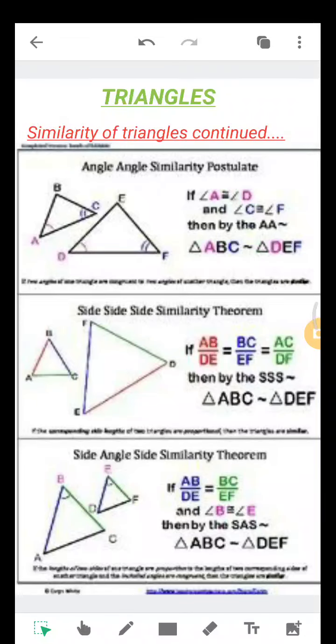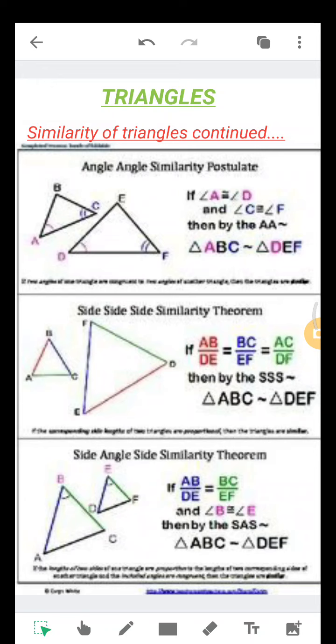Welcome back everyone. In today's session we are going to continue with exercise 2 of triangles. In the last session we studied the similarity rules. Quickly we will recall all the similarity rules and we'll jump to the exercise questions.